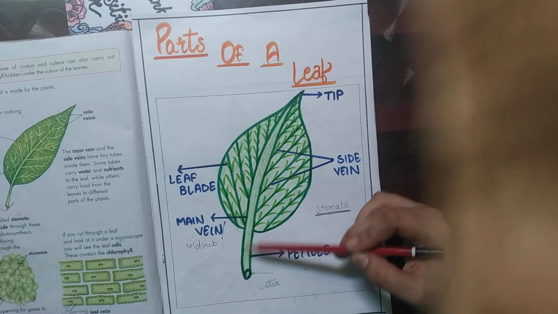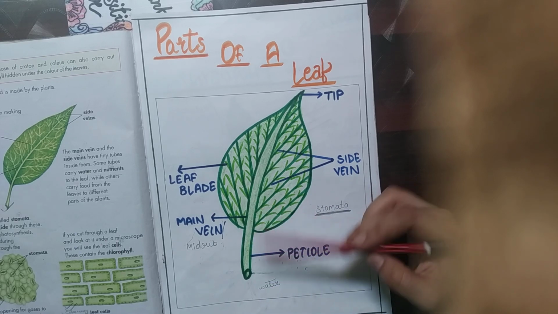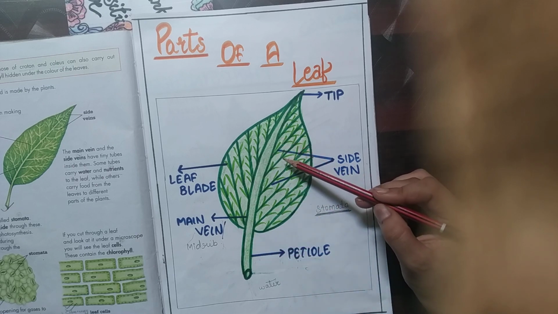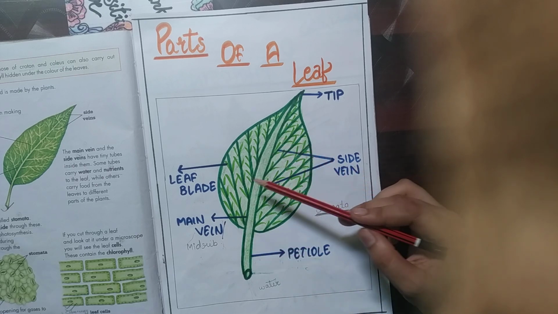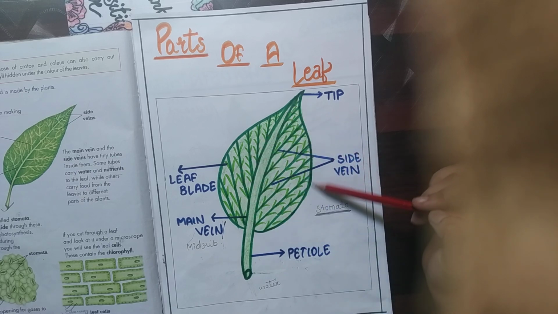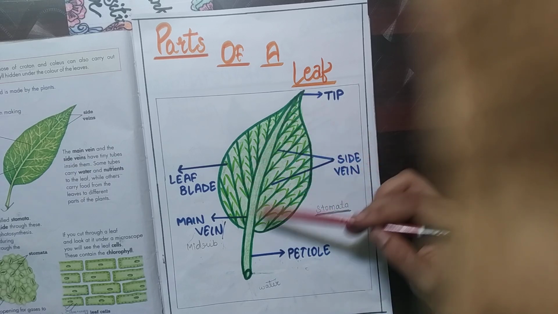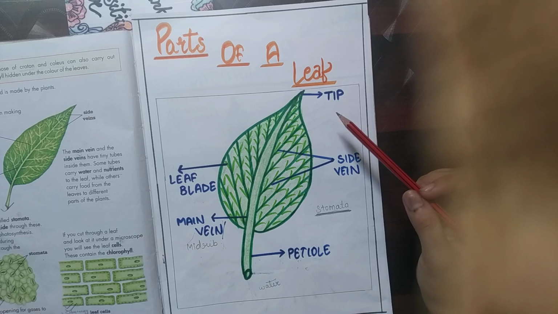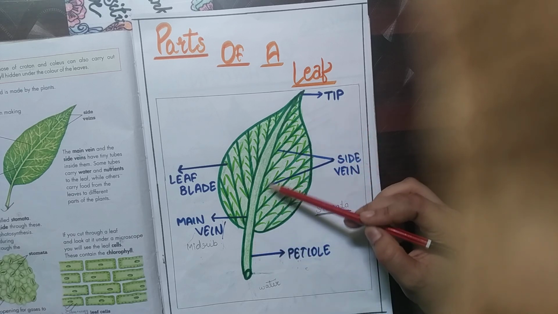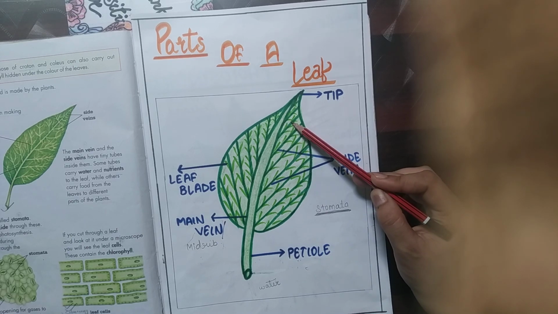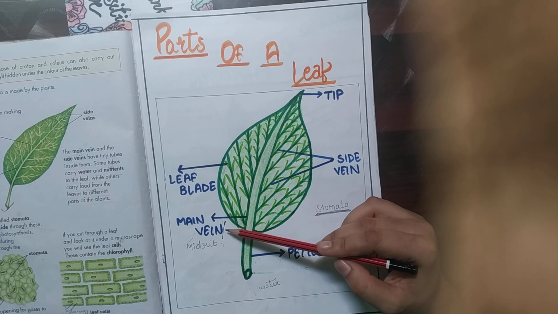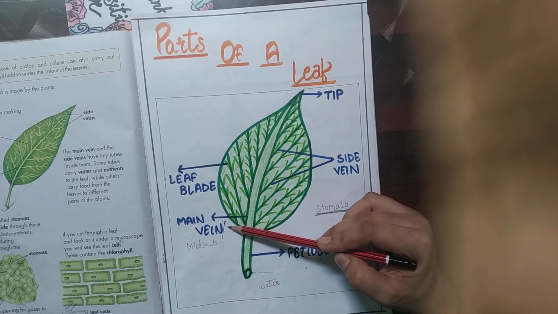It is attached to the stem of the plant through a tiny stalk that is called petiole. Petiole takes the water from the stem to the leaf blade. It provides water to all parts of the leaf. So now a thick line runs from the center of a leaf towards its tip. This is known as midrib or main vein.